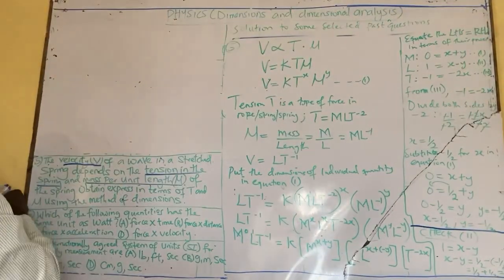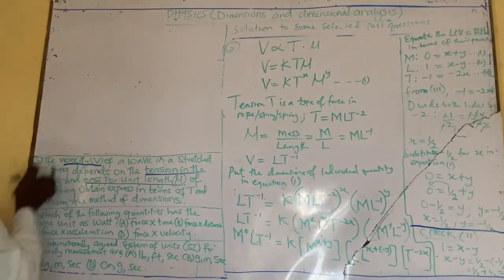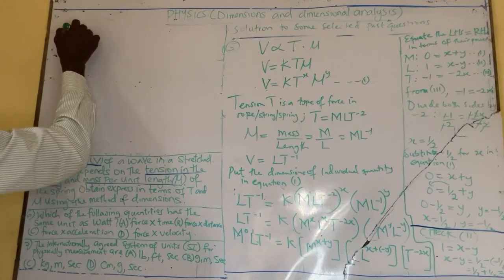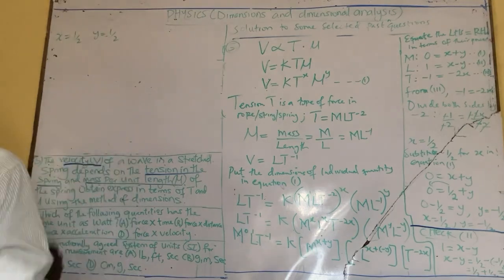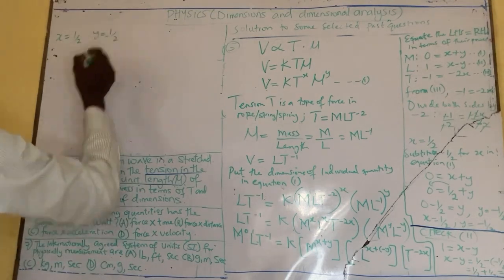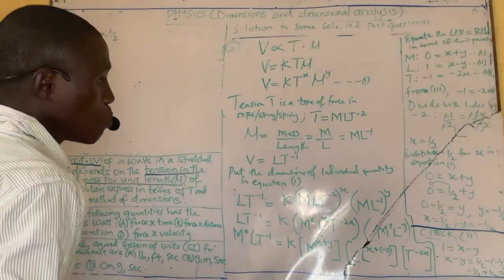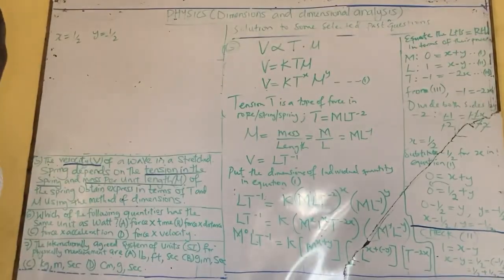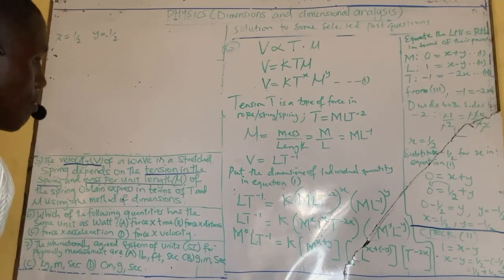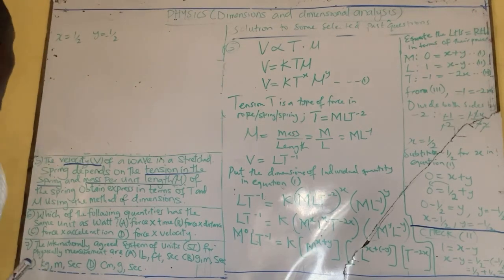So now we have our x to be 1 over 2 and our y to be minus 1 over 2. Our x is 1 over 2 and our y is minus 1 over 2. So how do we do the final steps? How do we carry out the final steps?